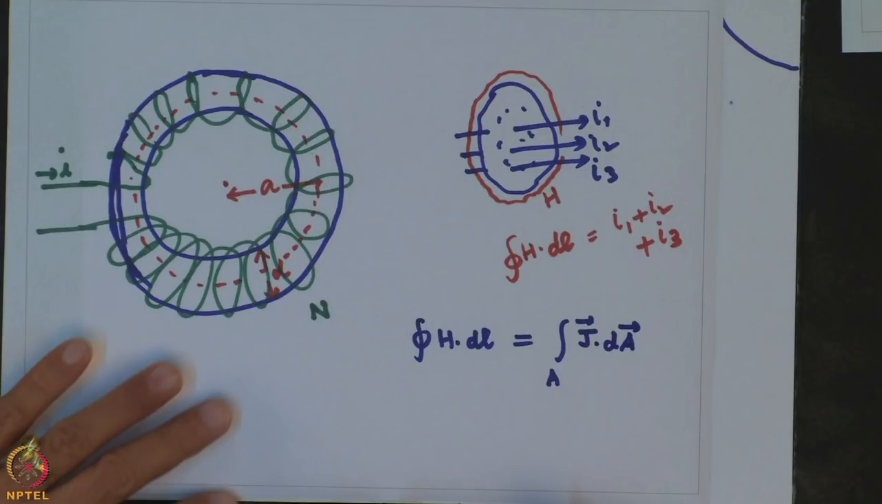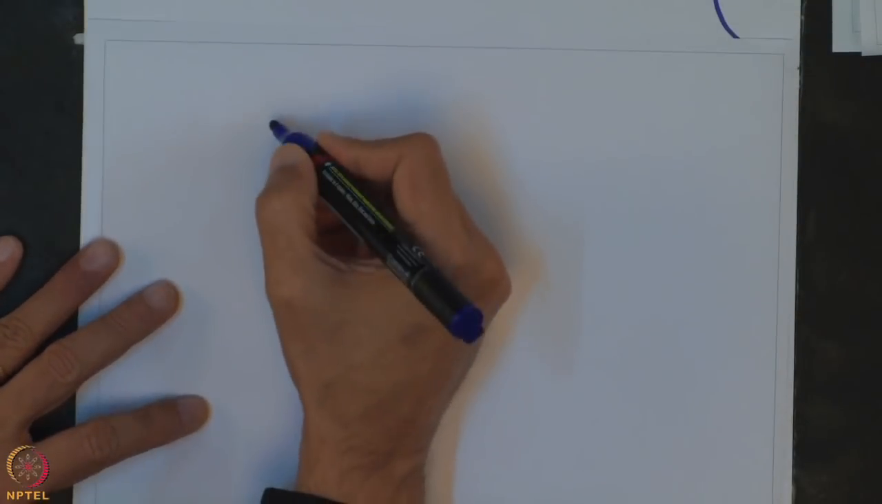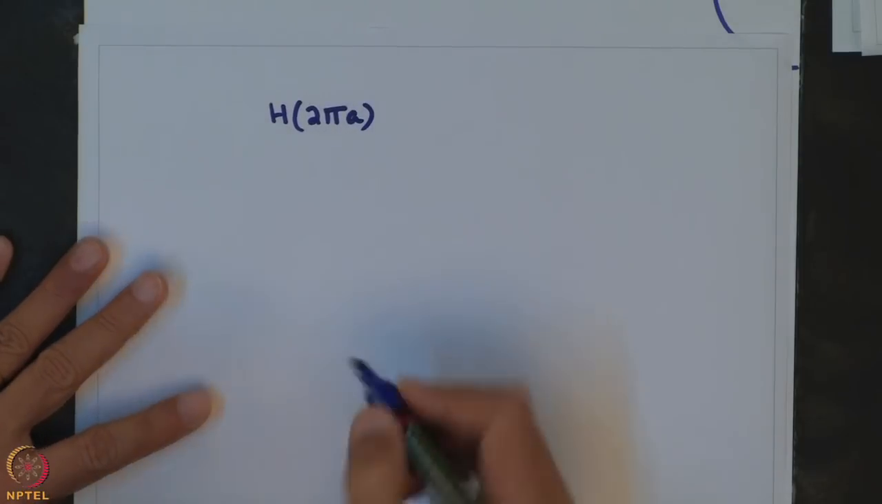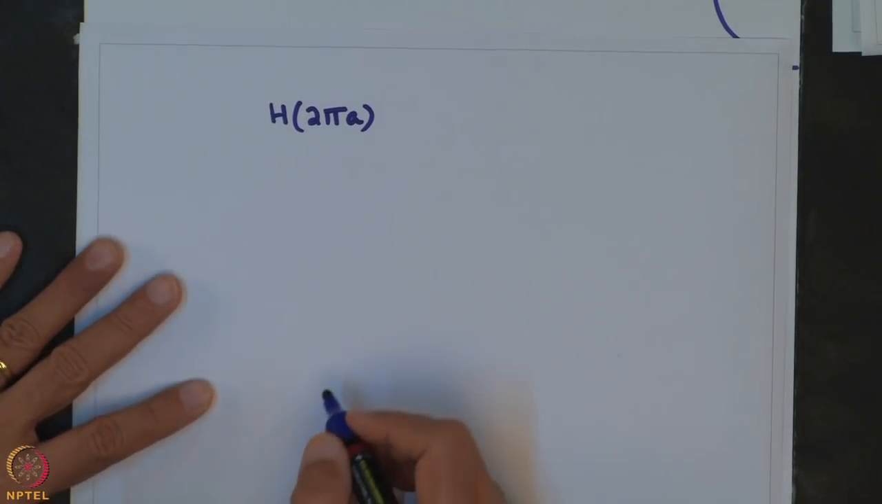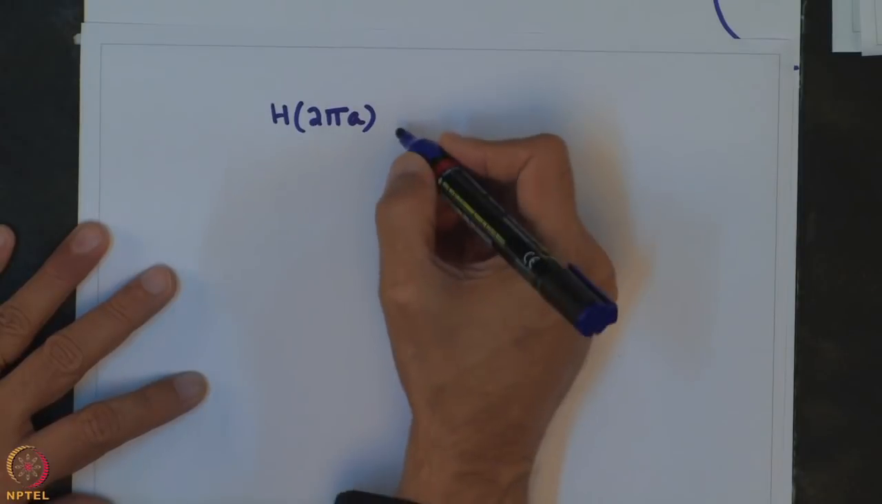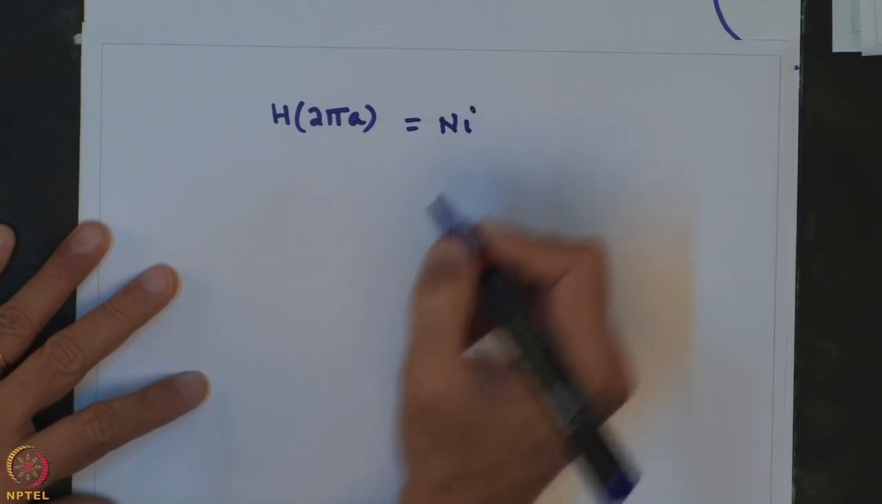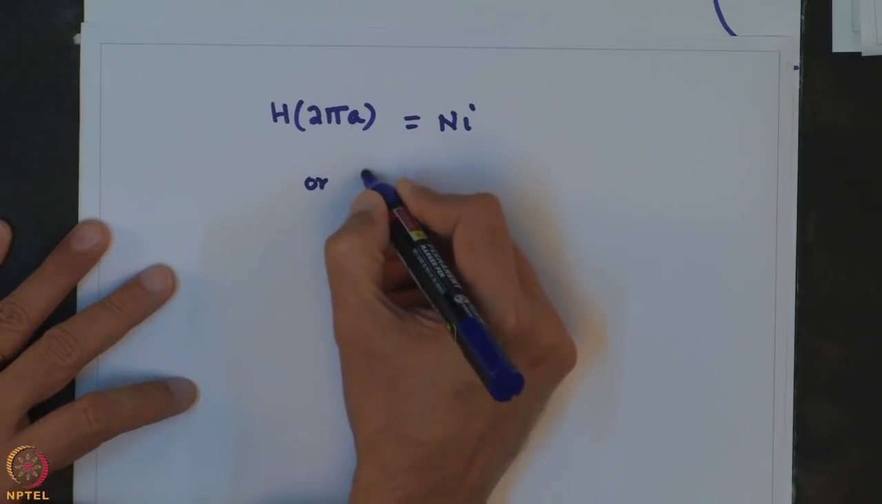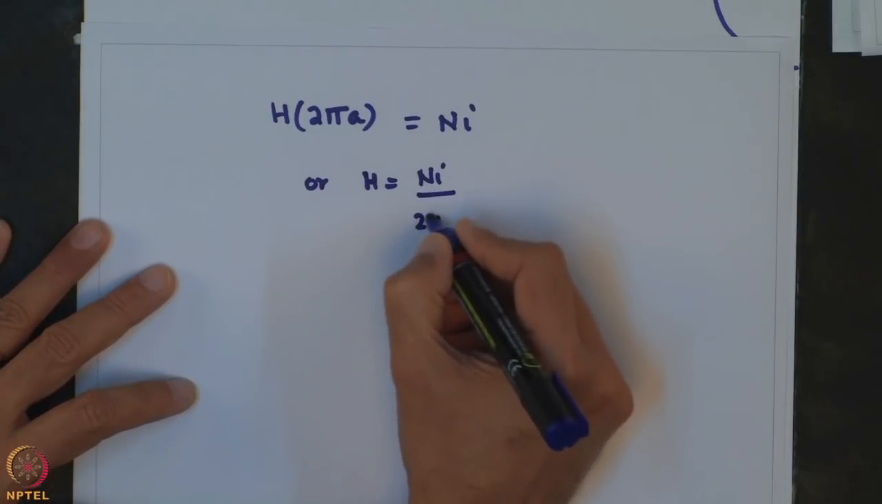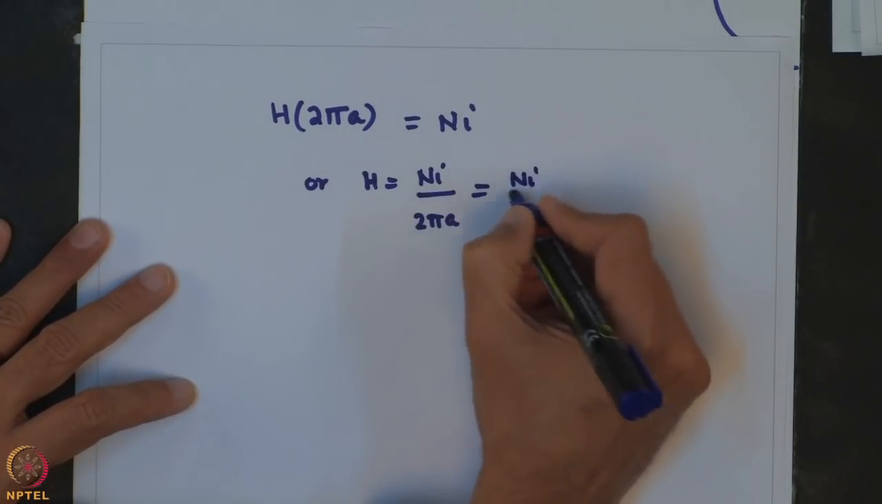Assuming that d is much smaller than a, we can write H into 2 pi a, which is nothing but the mean flux path length, is equal to N into i, or H is equal to Ni divided by 2 pi a, which is equal to Ni by l. l is the mean magnetic flux path length.